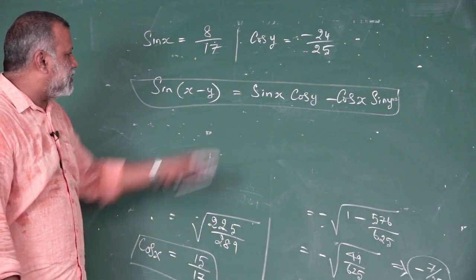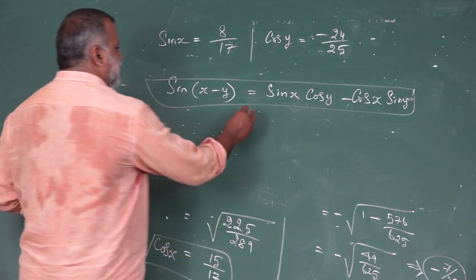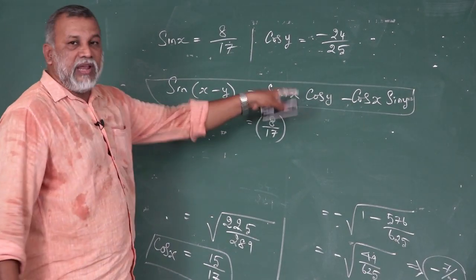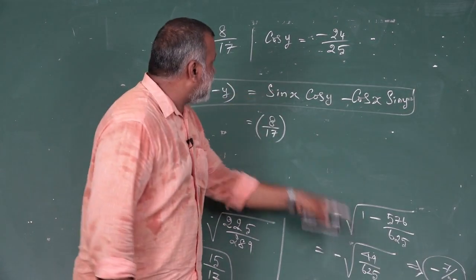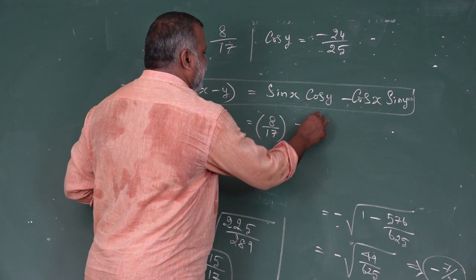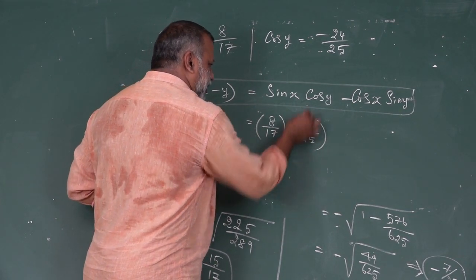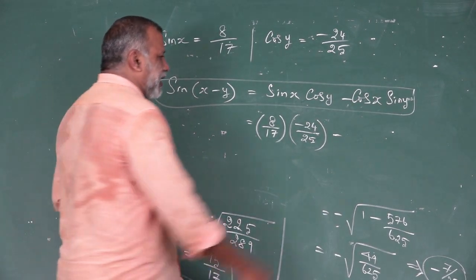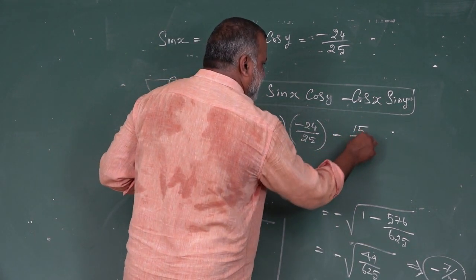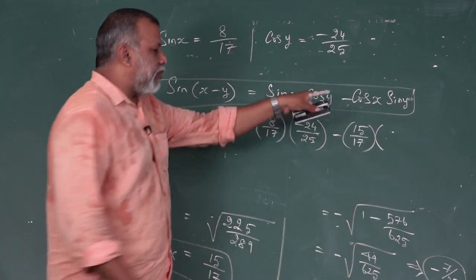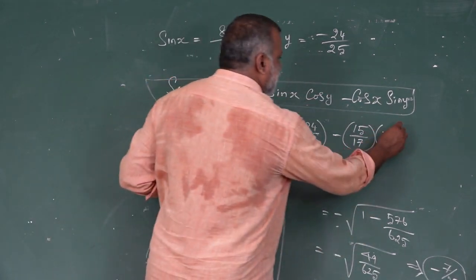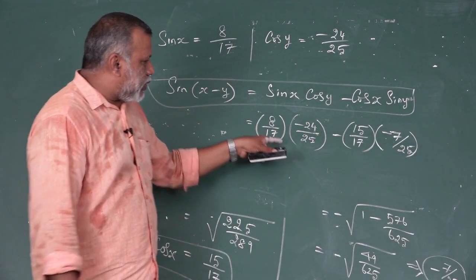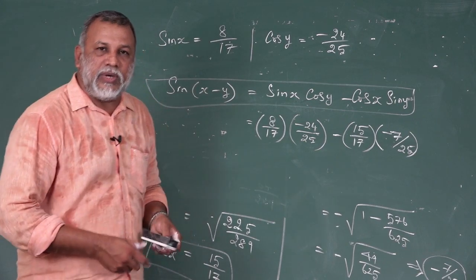Then use the data. Sin x is given. What is the value of sin x? 8 by 17, that is given. What is the value of cos y? Cos y is given as minus 24 by 25, that is also given, negative. Cos x we already worked out: 15 by 17. Then sin y you worked out: minus 7 by 25. After that, this is your work, just to work out the calculation part and verify your answer.